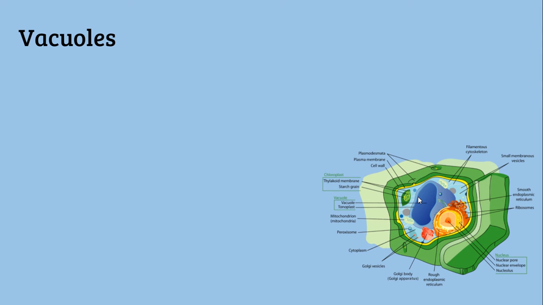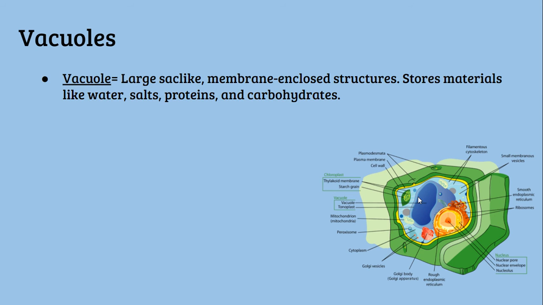So we just mentioned some items might want to be stored within the cell. Well, that's where the vacuoles will come into play. Vacuoles are large sac-like, membrane-enclosed structures that are going to store materials like water, salts, proteins, and carbohydrates for the cell.